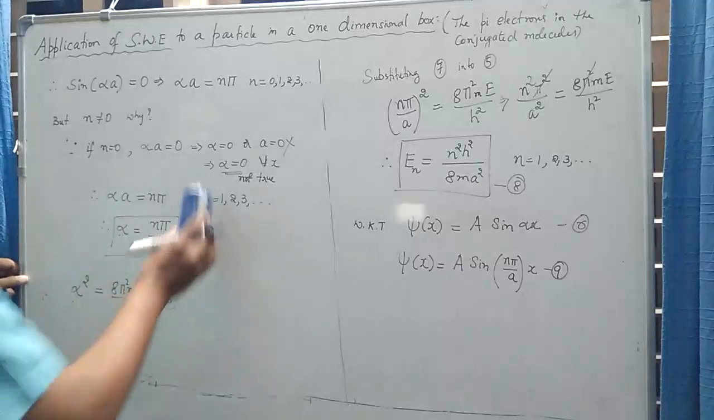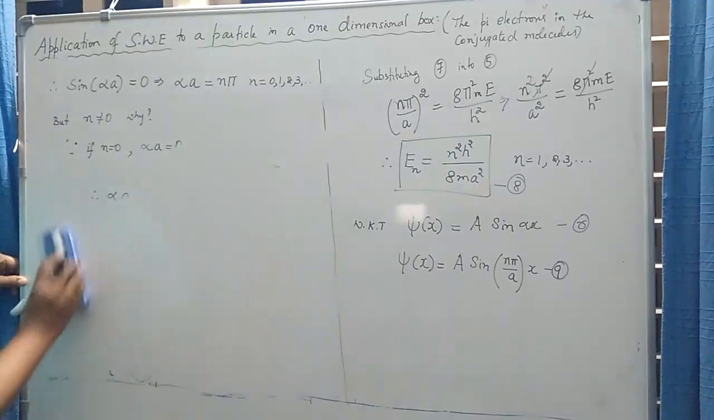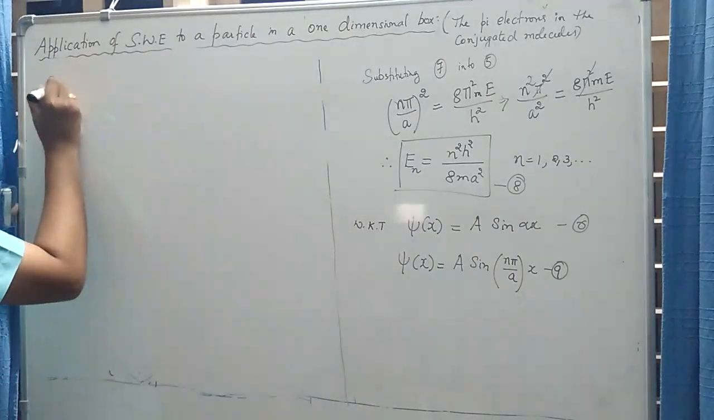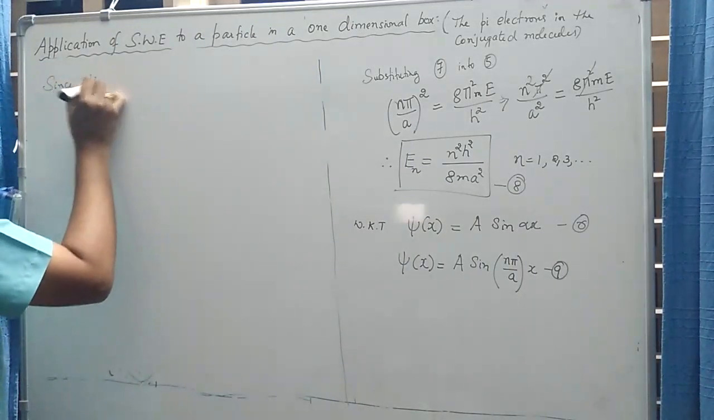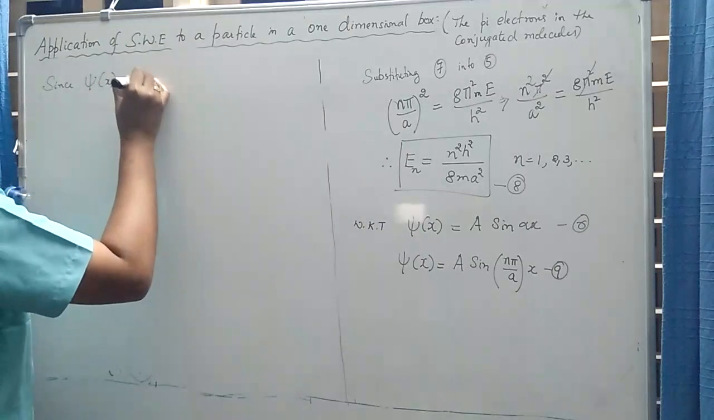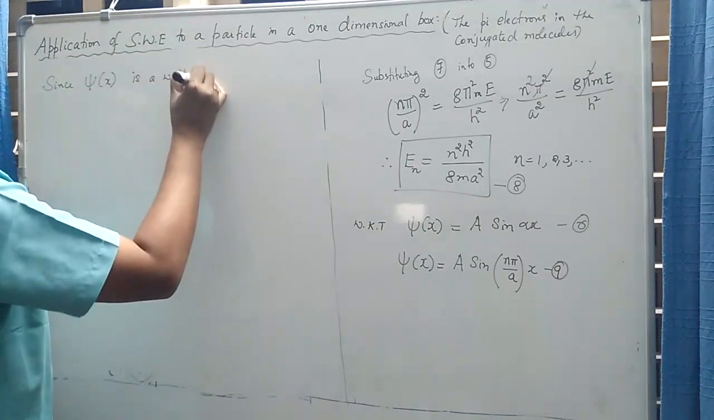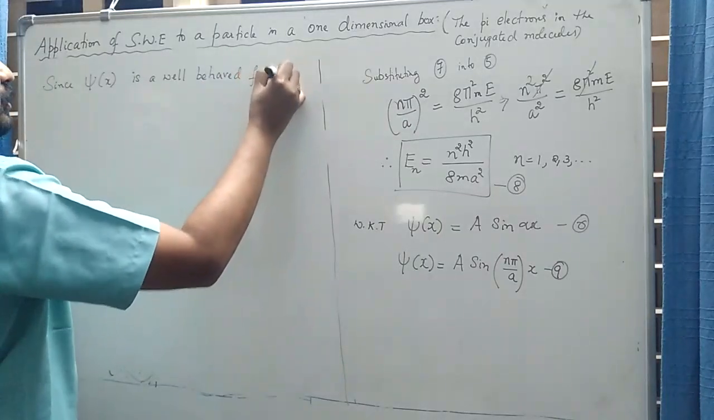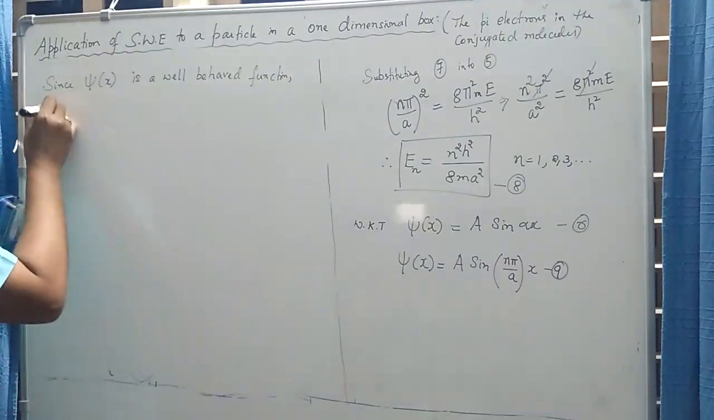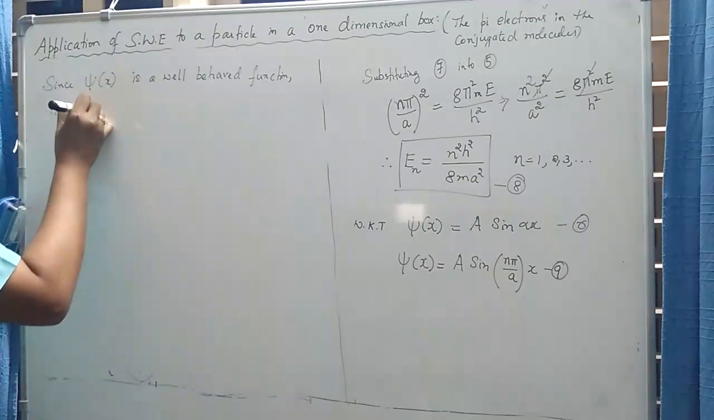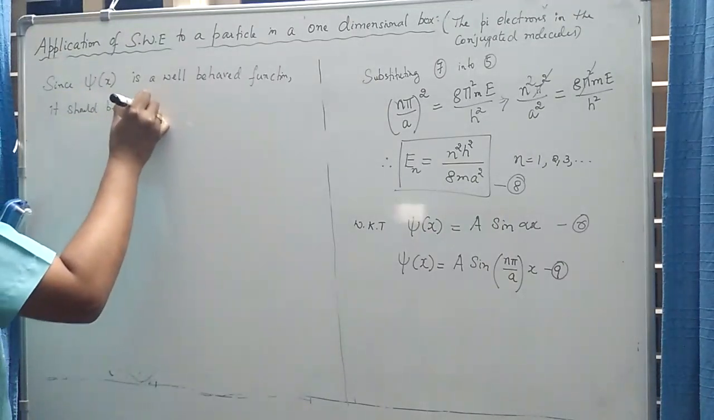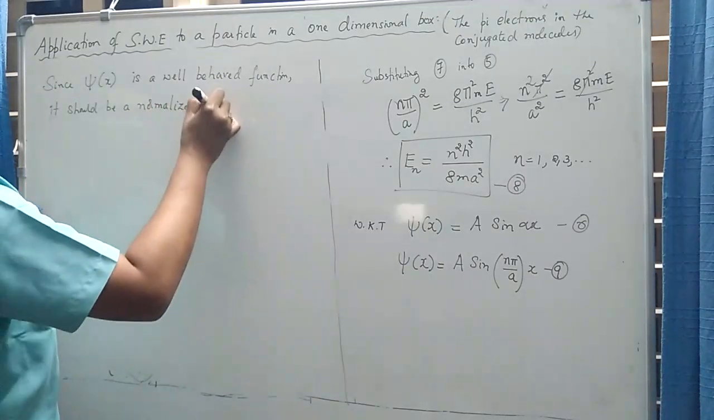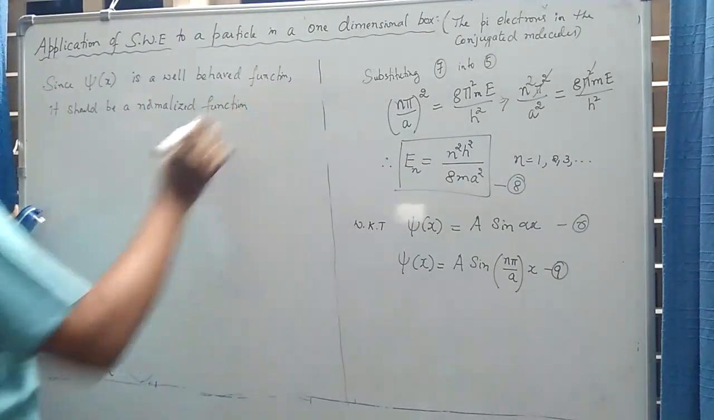So how do you write the normalization condition mathematically? I will write now. Since psi of x is a well-behaved function, it should be a normalized function.